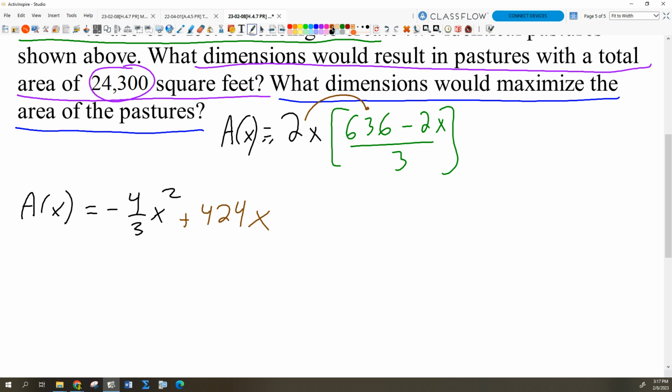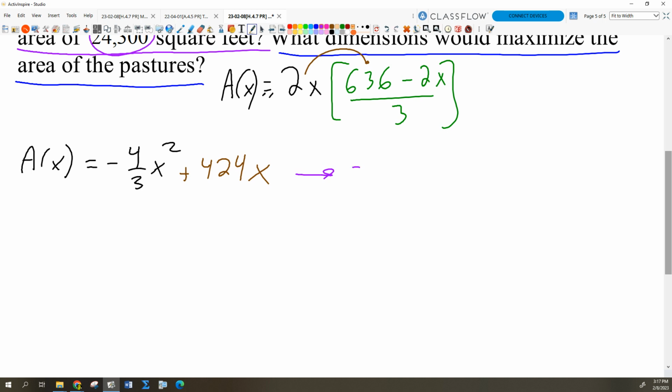Okay, now back to that purple question. We want to know what dimensions would result in pastures with a total area of 24,300. What could I do? Plug it in for area. Yeah, exactly. Plug that in for area. So when I plug in the purple information, I'm going to get the equation negative 4/3 x squared plus 424x equals 24,300.